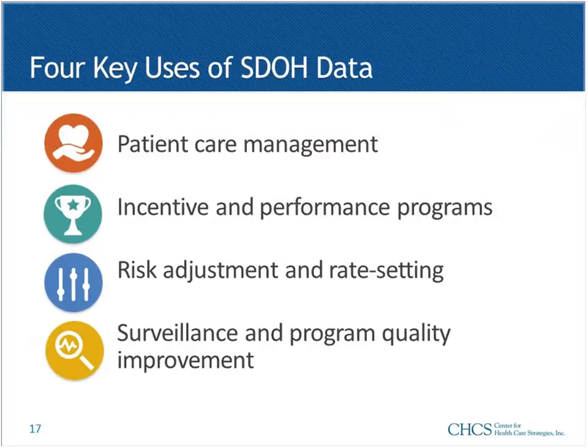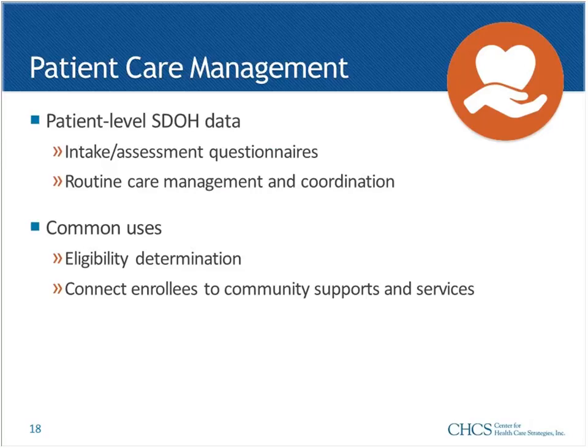Okay, so we found that states are using SDOH information for four main purposes, and these include patient care management, incentive and performance programs, elements in risk adjustment and rate setting methodologies, and use in surveillance and program quality improvements. Next slide. So the first category, patient care management, is at the patient level, and it's often used to guide care management. It was the most common use of SDOH we found, and it really offers a starting point for states interested in understanding the social needs of Medicaid beneficiaries.